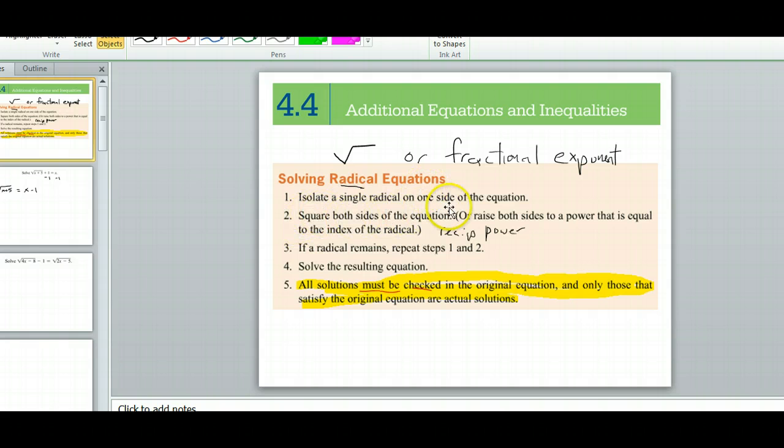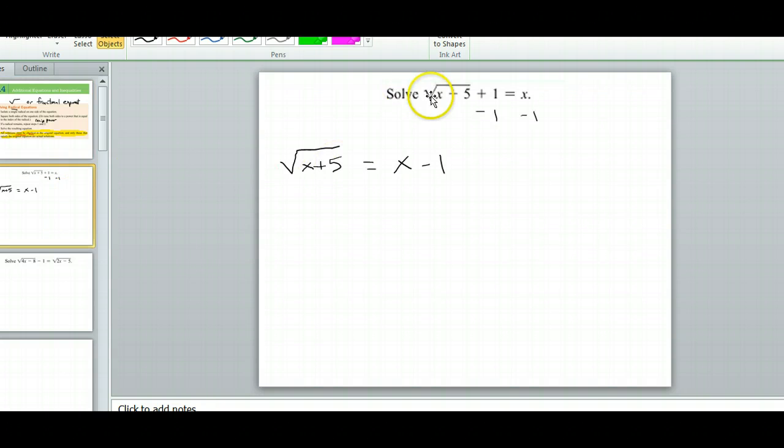Alright, square both sides of the equation, or the index of the radical. The reciprocal power is what I'm talking about. If it's square root, that's the second power. The cube root, that's the third power, and so on. Alright, this is a square root because there's no index there. That means that it's square. So we're going to square both sides of this thing. So I'm going to take the left side squared and the right side squared.